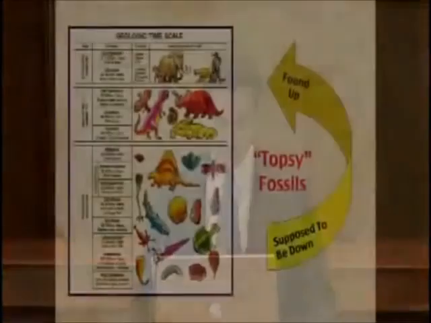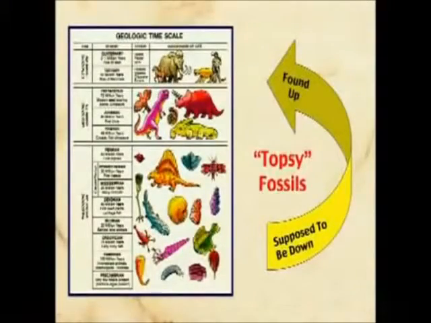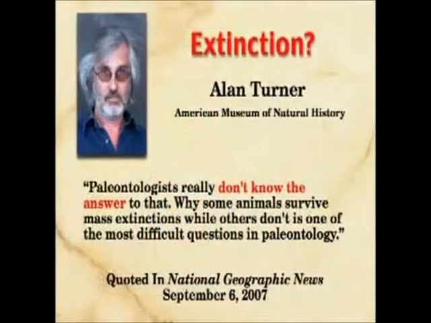If they stopped in the column and you don't have them above, I think that just means they didn't live at these places. They lived at these places. And the fact you don't find them up here doesn't mean that they're not still around somewhere. That's the topsy fossils, the thing supposed to be at the bottom that you find at the top. Alan Turner refers to that, and especially the implications regarding extinction, in September of this year.